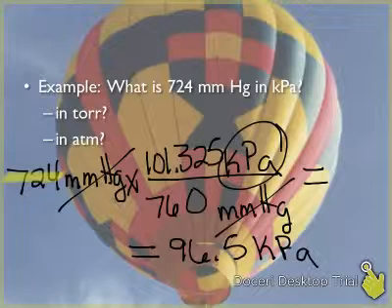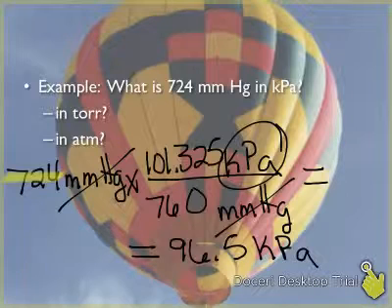All right. The next part of the problem says convert this to torrs. Do we need to do any math? No. Why do we not need to do any math? Torrs and millimeters of mercury are 1 for 1. They have the same exact conversion factor. So torrs, 724 torrs, right?